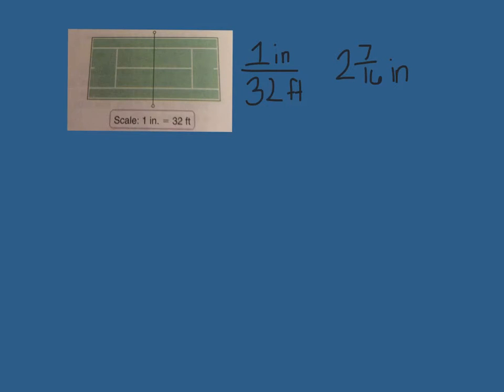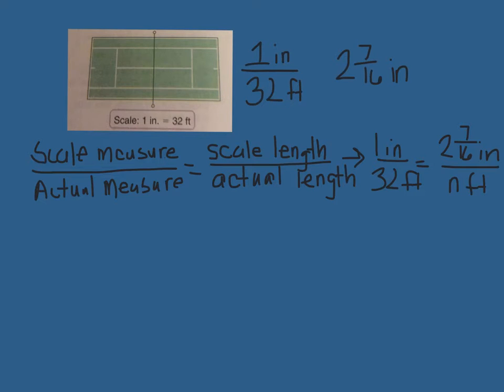So if we were to measure this tennis court and find that it actually equals 2 7/16 inches, what would the actual length of the tennis court be? To find that actual length, we would need to write a proportion and use the cross products rule to solve. So it would be the scale measure over actual measure, which would equal the scale length over the actual length. So 1 inch is the scale, and the actual length is 32 feet. So if we know that it's 2 7/16 inches on the scale, how many actual feet would that be?